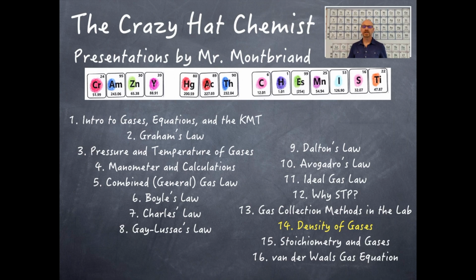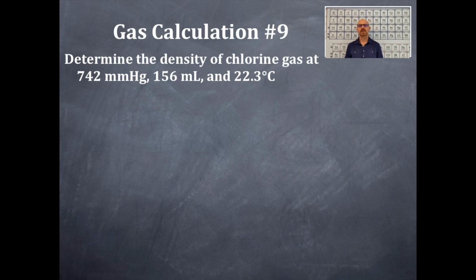Today is the 14th video in the series of 16 on gases, and today we're going to be talking about the density of gases. Here we go. So, gas calculation number 9, density. We're going to determine the density of chlorine gas at 742 millimeters of mercury, 156 milliliters, and 22.3 degrees Celsius.